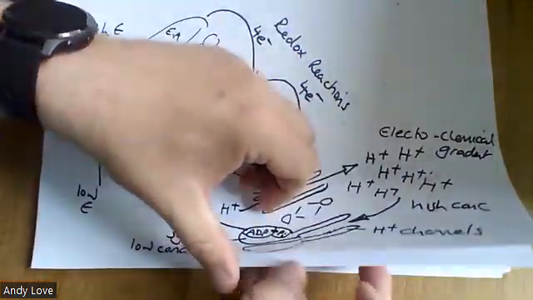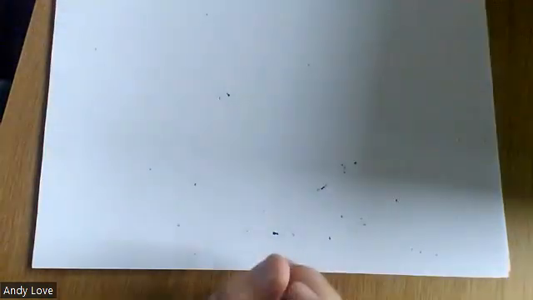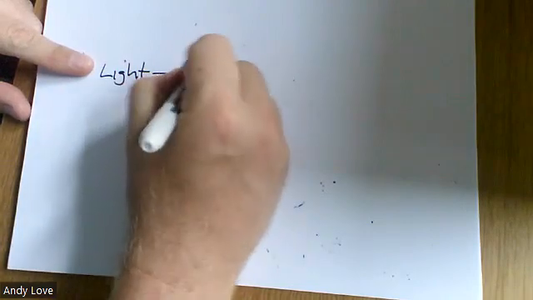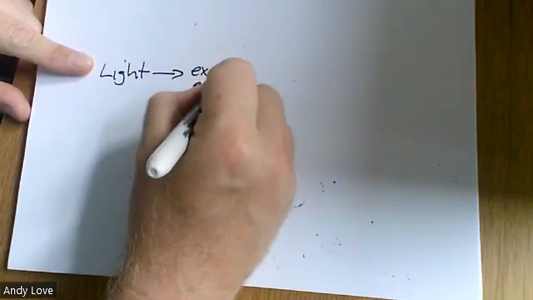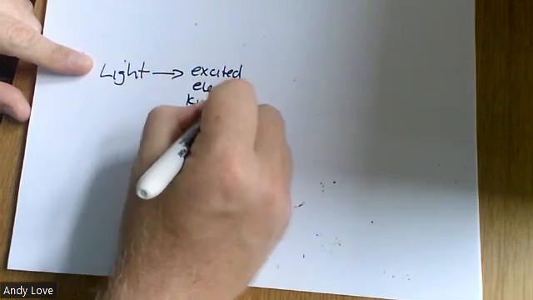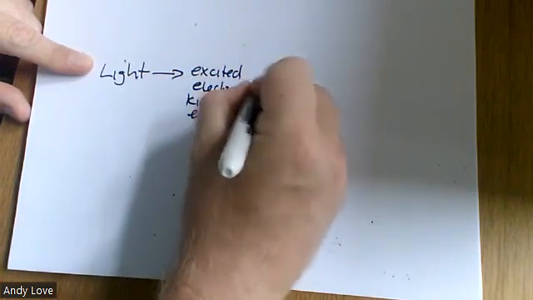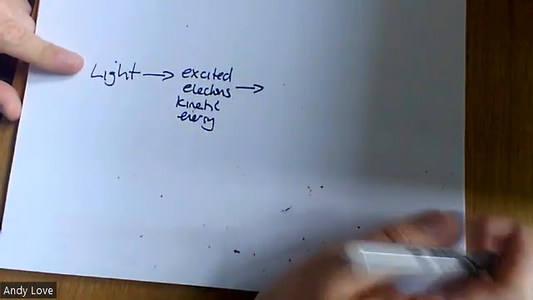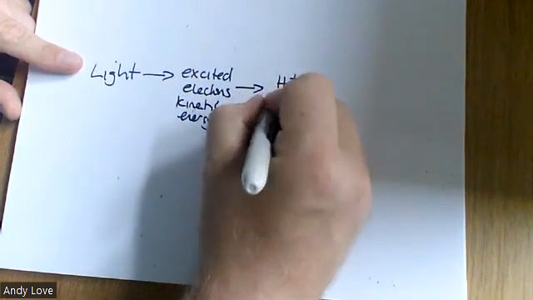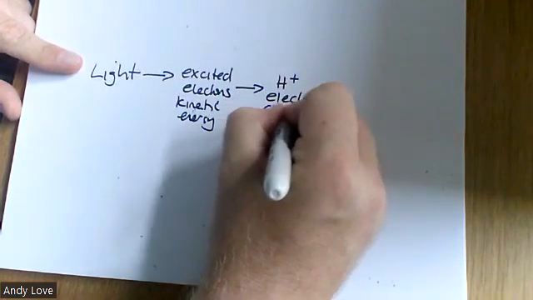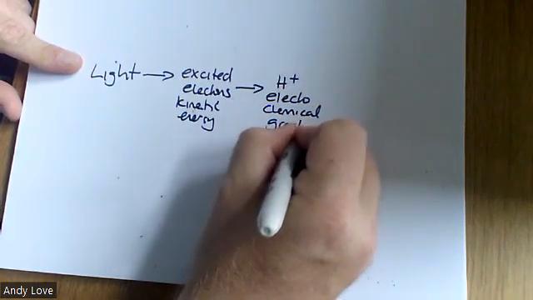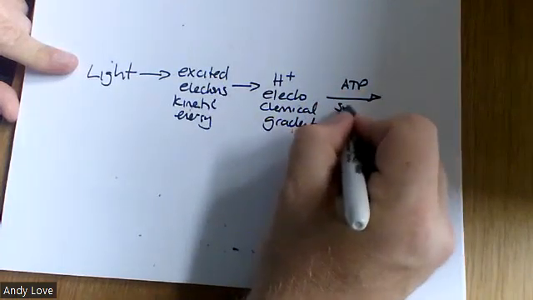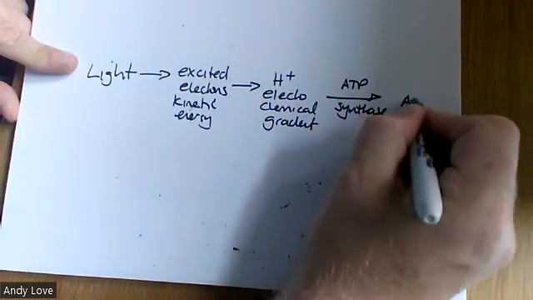What's great about the light-dependent reactions, you're getting a series of energy changes. Light is your original source of energy, giving excited electrons. These electrons, if they're getting excited, are going to have kinetic energy. Then you're passing that energy in those excited electrons through a series of redox reactions, creating a hydrogen ion electrochemical gradient. And from that electrochemical gradient, with the help of ATP synthase, what you are then generating is ATP.